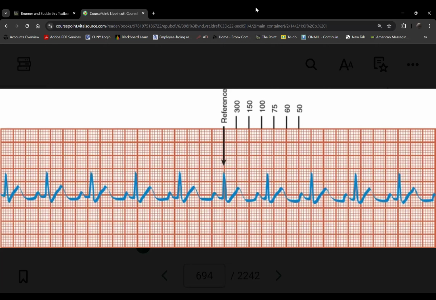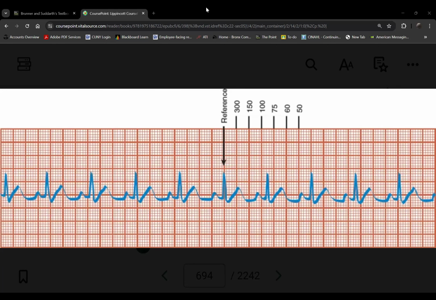Now let's look at a 6-second strip. You have to mark your own 6 seconds because this sample did not have a marker. It'll be great if there's a marker, but it depends on what the NCLEX will give you, whether there's a 3-second marker or not. If not, make your own 3-second marker. Really simple.